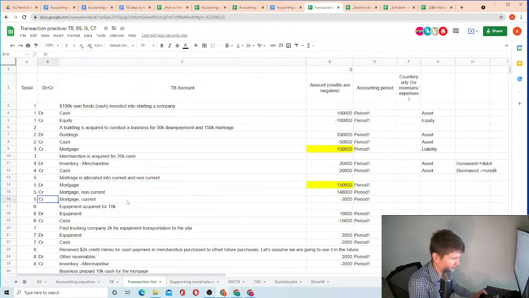What we see here is that all three accounts are liabilities. This one is a liability, this one is a liability, this one is a liability. And we remove the old mortgage account with a debit, so it is a decrease. And here we increase our new accounts, which is a credit.